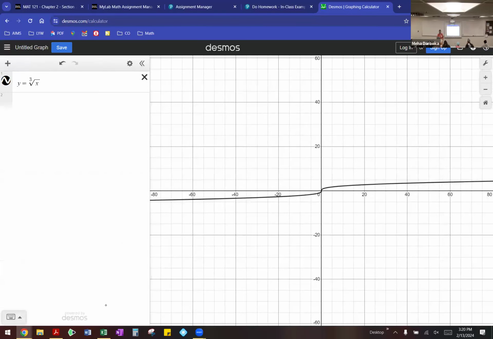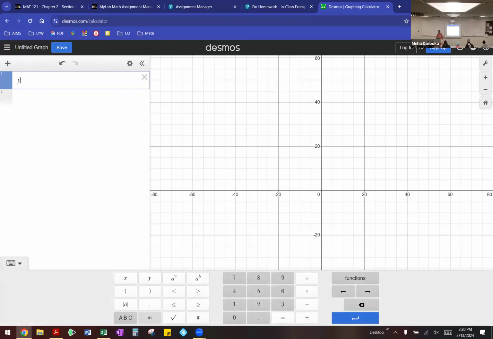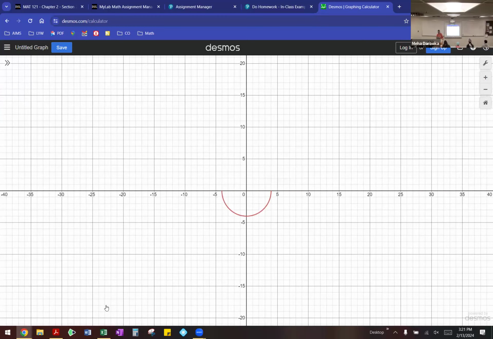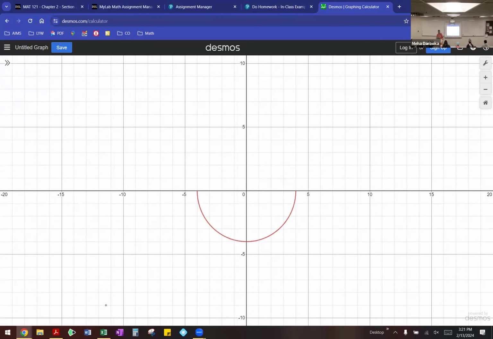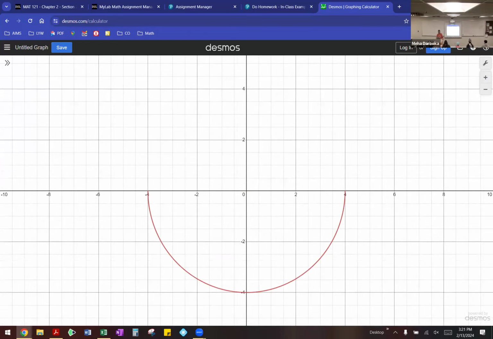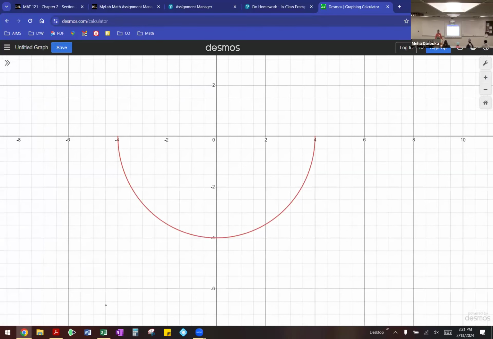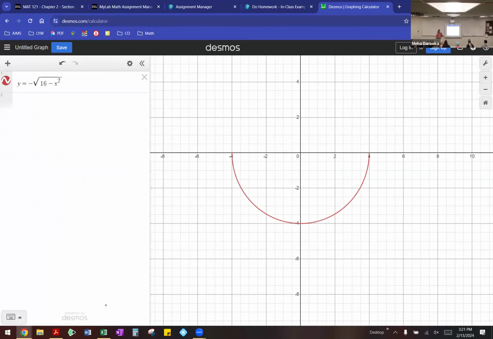Now, just to show you in Desmos what these graphs would look like, we would have y equals negative square root of 16 minus x squared. So we can see that. Check the board. You can see that's what the graph is, just like it was given in our handout.